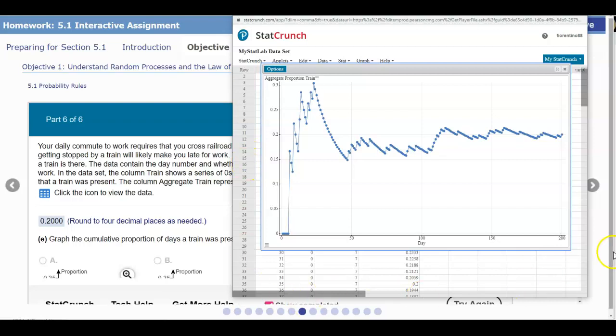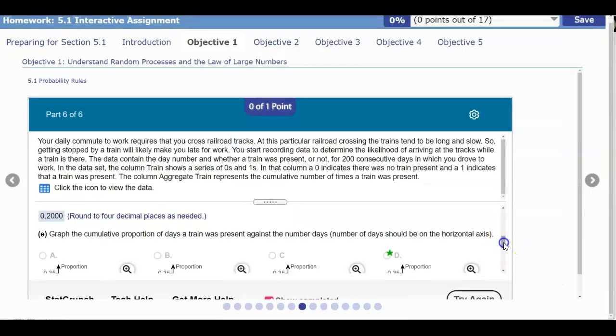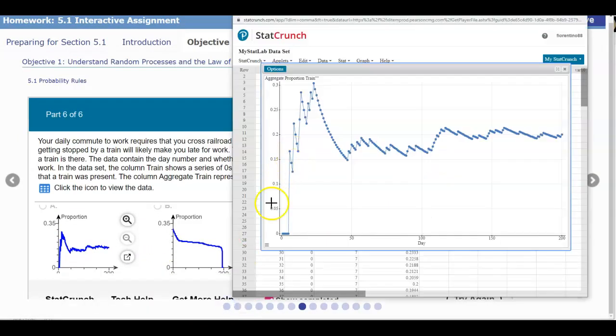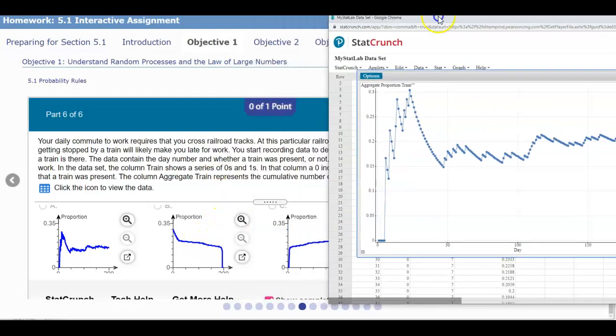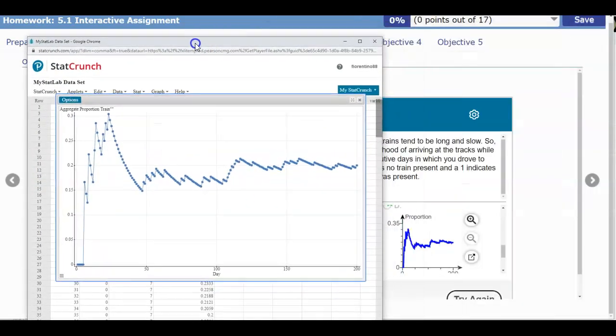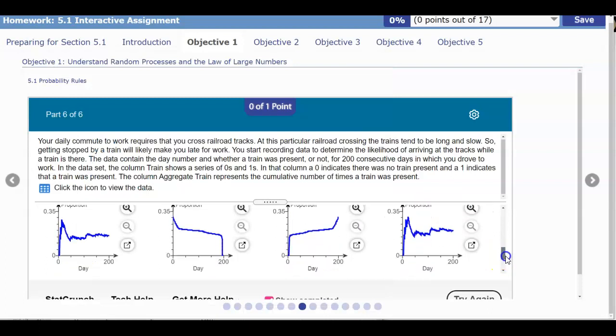Now we need to compare that to the graphs given here in this example. If we take a look at the first graph, we can see that it goes all the way up above 0.30, so it's not the first one. The second one doesn't match our graph at all. Looking at C, again, this doesn't match our graph at all. And then if we go to D, we can see that it matches our graph. So D is the correct choice.